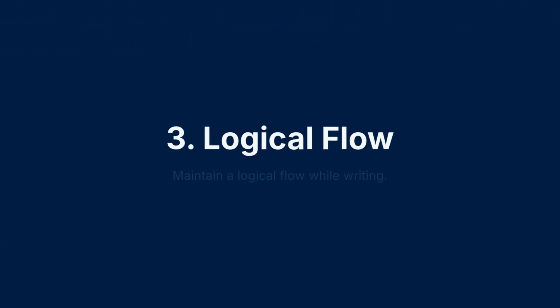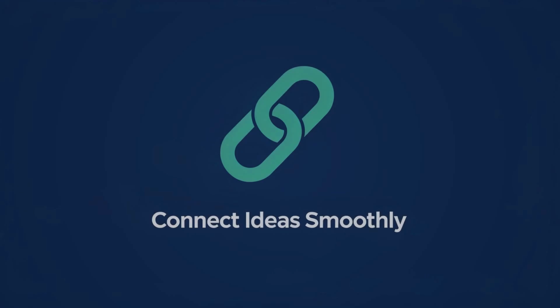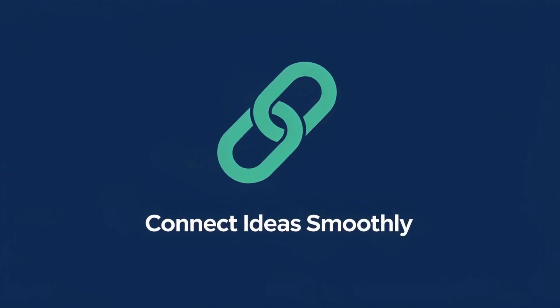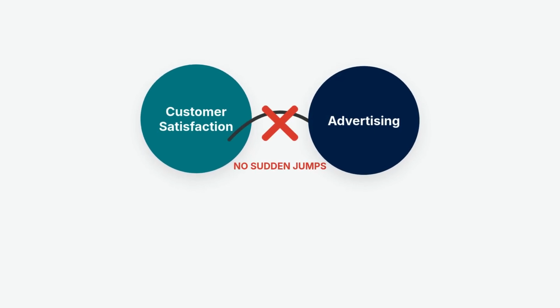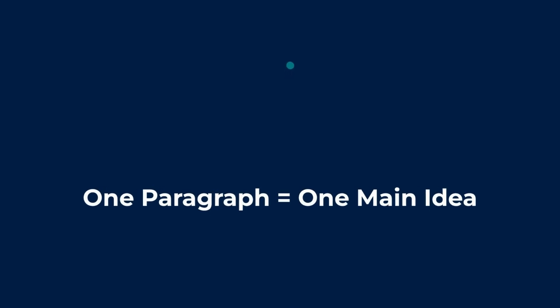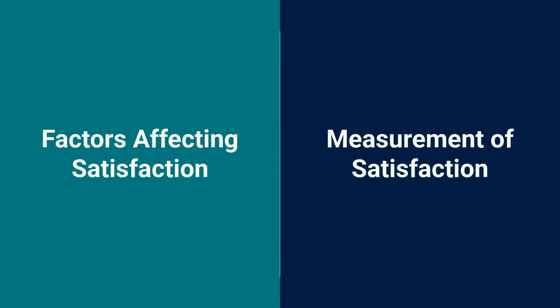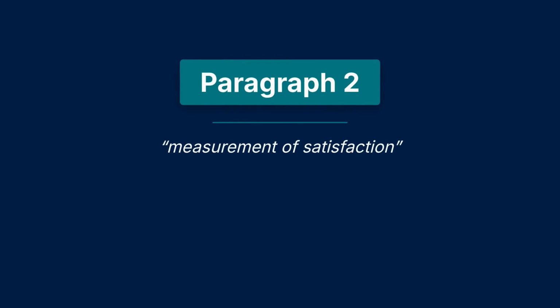While writing, you must maintain a logical flow. Your ideas should connect smoothly, not jump randomly. For example, if you are discussing customer satisfaction, do not suddenly switch to advertising without explanation. Each paragraph should focus on one main idea only. For instance, one paragraph can explain factors affecting customer satisfaction, and another can explain measurement of satisfaction.